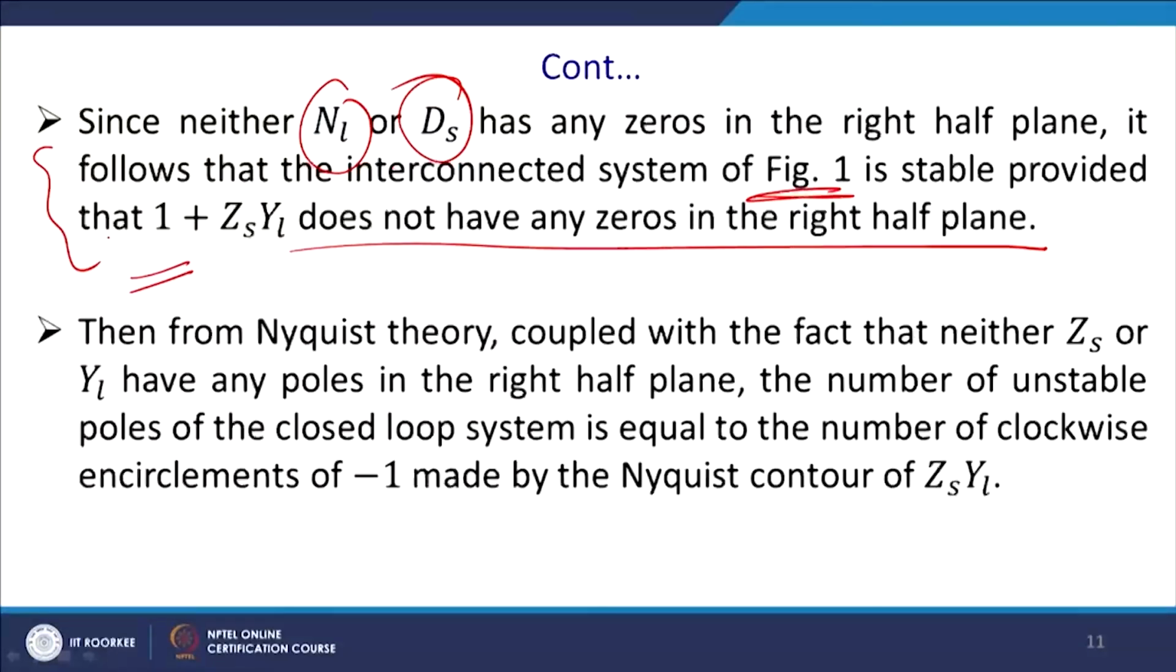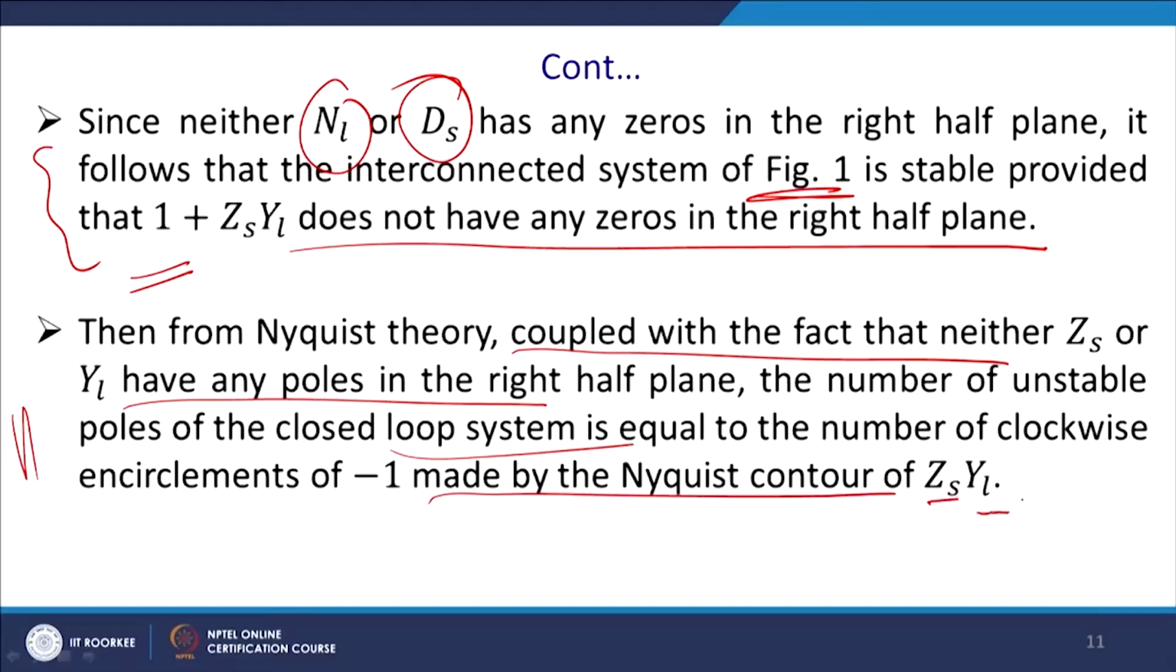Now, in the Nyquist theory, coupled with the fact that neither Zs nor YL have any pole in the right half plane, the number of unstable poles of the closed loop system is equal to the number of clockwise encirclements, that is the Nyquist criterion, of the point equal to minus 1 + j0 made by the Nyquist contour of Zs YL.